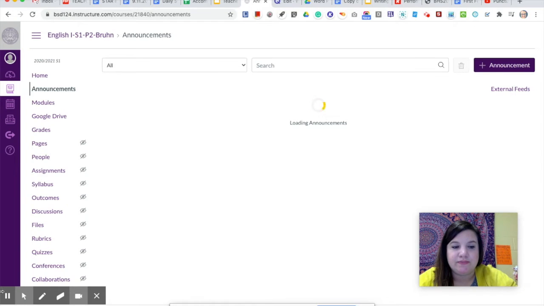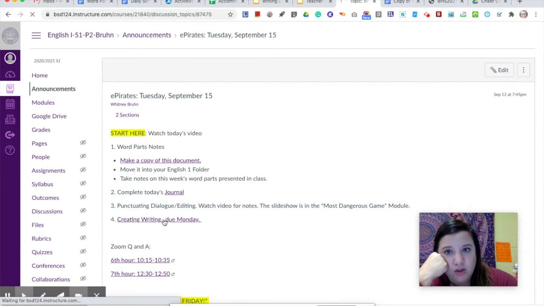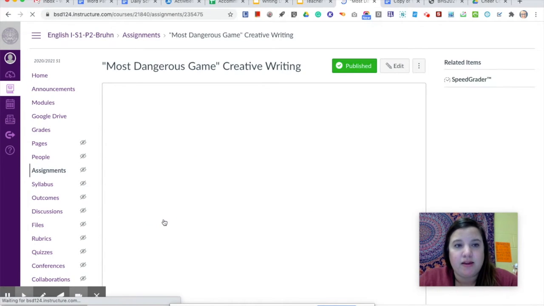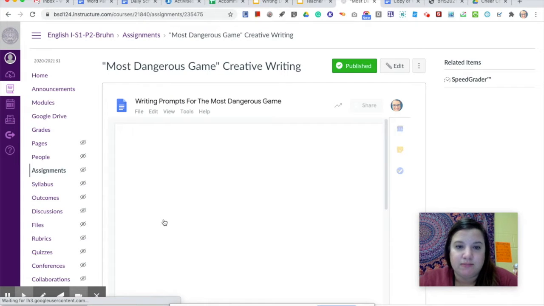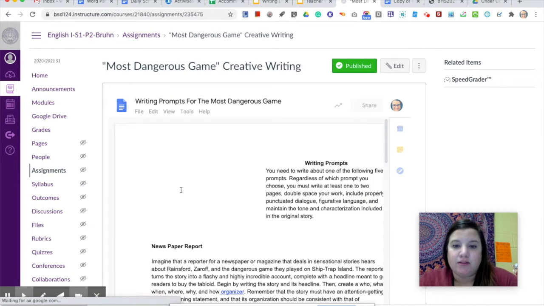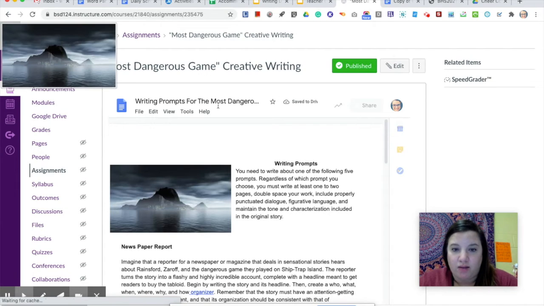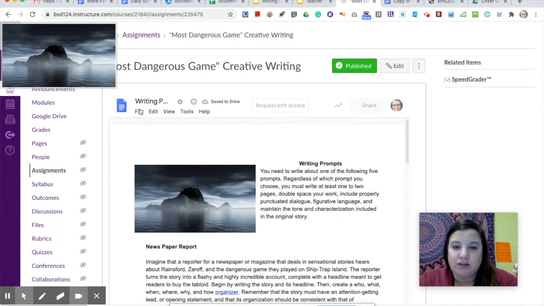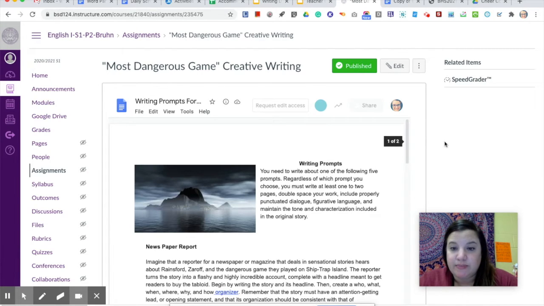writing assignment. So for your creative writing assignment, you can pick any of these options. There's different prompts, and you just have to pick one that you're going to choose. It doesn't matter which one you do. They are all graded the same and have the same requirements. Okay, so you need to write about one of the following 5 prompts. Regardless of which prompt you choose, you need to write at least 1 to 2 pages, double space your work, include properly punctuated dialogue, figurative language, and maintain the tone and characterization included in the original story. And we'll talk a little bit more about those as we get to it.